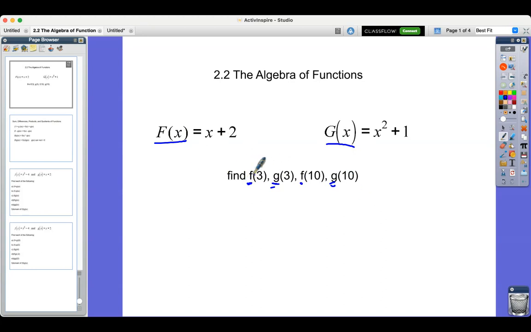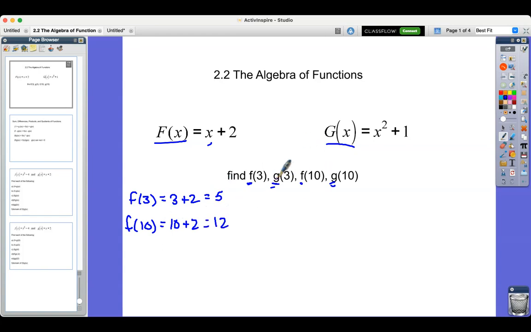Now, as you look at right here, we're saying f of 3. So wherever there's an x, I'm going to replace it with a 3. So f of 3 equals, instead of x plus 2, we're going to do 3 plus 2. We're replacing all the x's, which gives us 5. Easy enough. What about f of 10? Same thing. That means 10 plus 2 gives us 12.